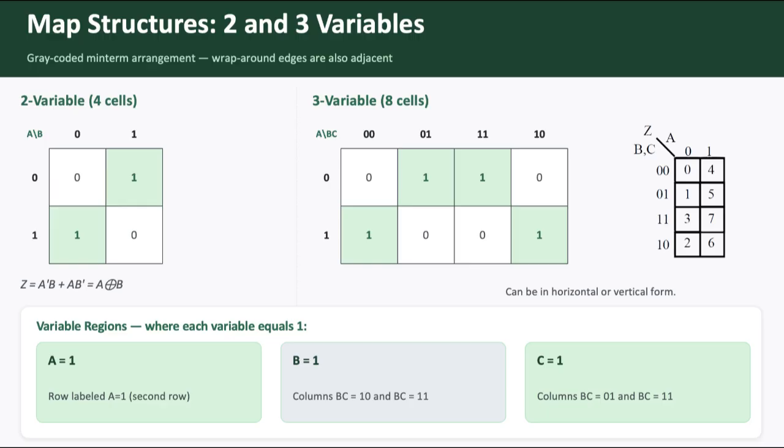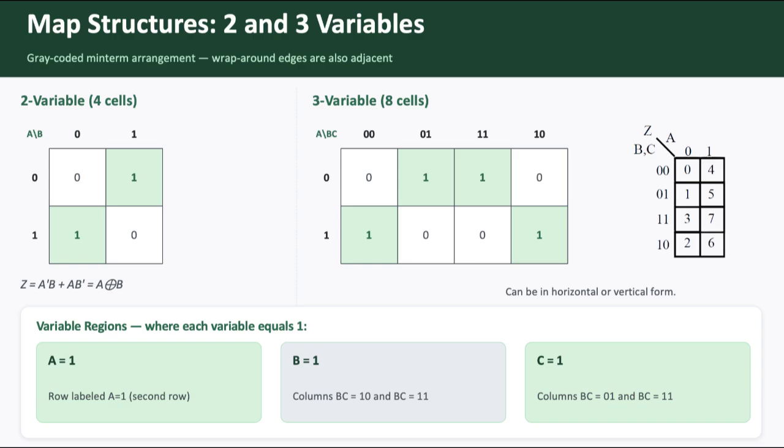Now for the 3-variable map. We have 8 minterms arranged in a 2 by 4 grid. The row is indexed by A and the columns by BC. Notice the column headers, 00, 01, 11, 10. This is a gray code sequence. It is not natural binary order, because that would place BC equals 10 and BC equals 11 adjacent, but they differ in 2 bits, not 1. The gray code guarantees single-bit adjacency between every neighboring pair. On the right, you can see the alternate vertical form of the 3-variable map. Both forms are equivalent.